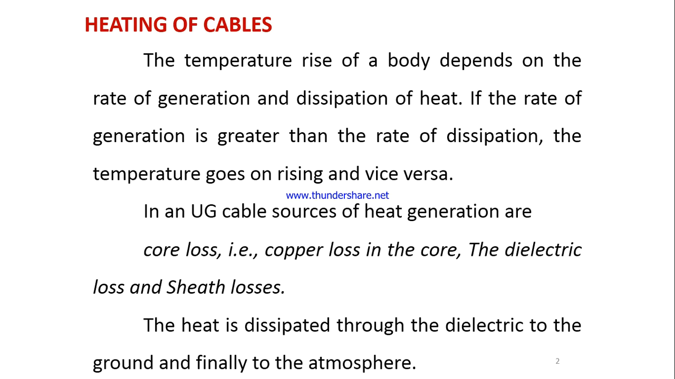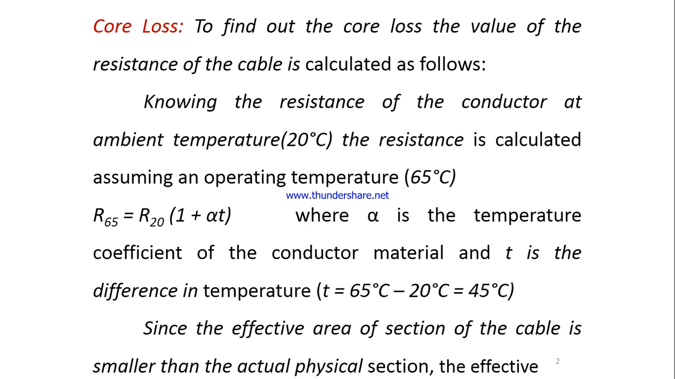When we are considering underground cables, the temperature rise of a body depends upon the rate of generation and dissipation of heat. If the rate of generation is greater than the dissipation rate, obviously the temperature goes on rising, and vice versa. In a UG cable, sources of heat generation may be due to core loss or copper loss in the core, the dielectric loss and sheath losses. The heat is dissipated through the dielectric to the ground and finally to the atmosphere.